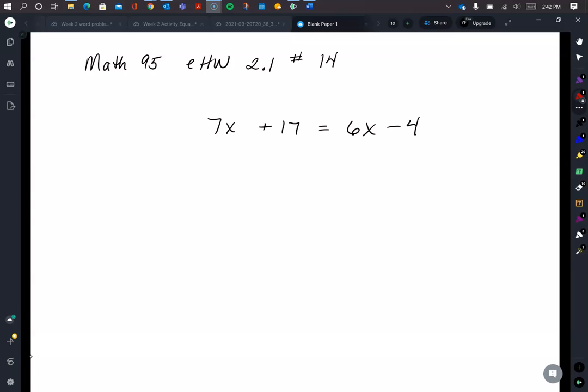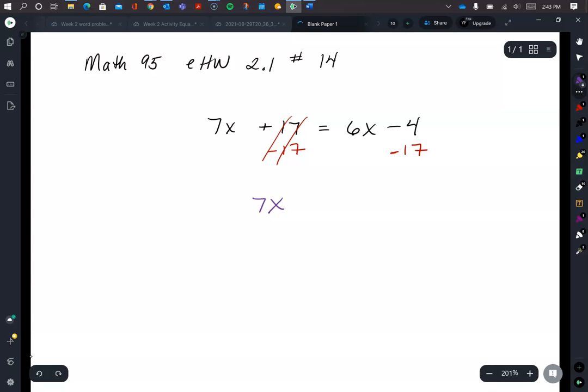I'm going to start by just getting my constants, just the plain numbers, to the right hand side. To do that, I'm going to subtract 17 from both sides, or add the opposite, which is adding negative 17. But you can just write it as minus 17. Because I'm on opposite sides of the equal sign, I want to do the opposite operation there, so that this will zero out. So I'm just left with the 7x on the left hand side. That's my goal, just to get a variable term by itself.